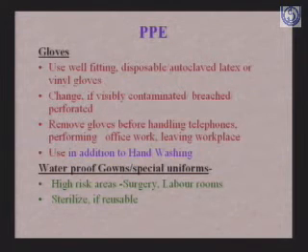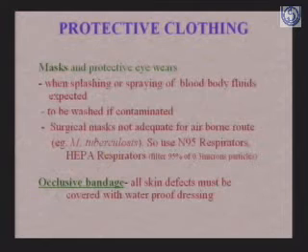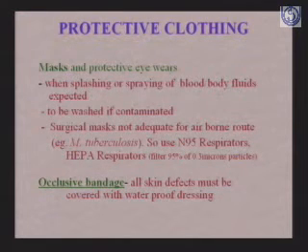Waterproof gowns and special uniforms can be worn in high-risk areas like surgery and in the labour rooms. And if they are the reusable varieties, they have to be sterilized. Protective clothing also includes masks and protective eyewear. When splashing or spraying of blood and body fluids is expected, one has to use masks, and they can be washed if they are contaminated.